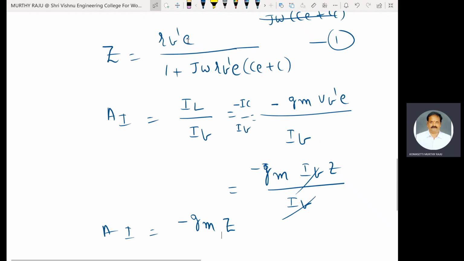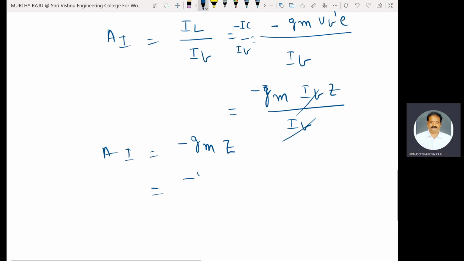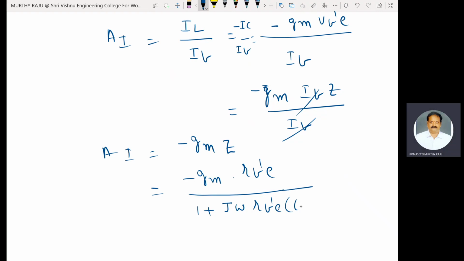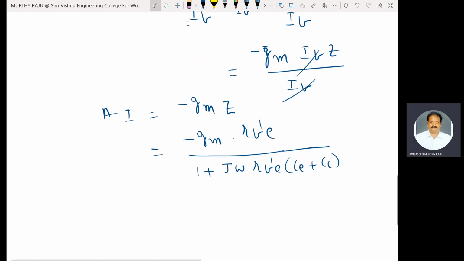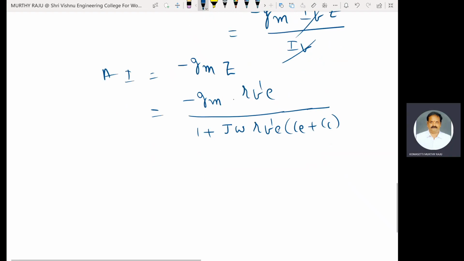But Z is equal to RB'E by, this is the equation one, RB'E by 1 plus J omega RB'E times CE plus CC. Therefore, minus GM into Z is equal to minus GM into RB'E by 1 plus J omega RB'E (CE plus CC). This is the equation for current gain, current gain as a function of frequency.